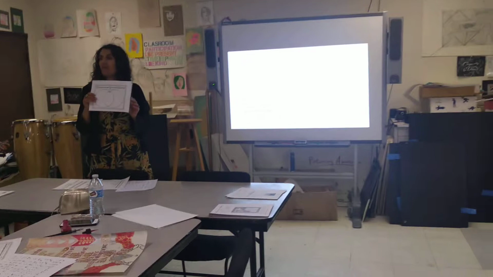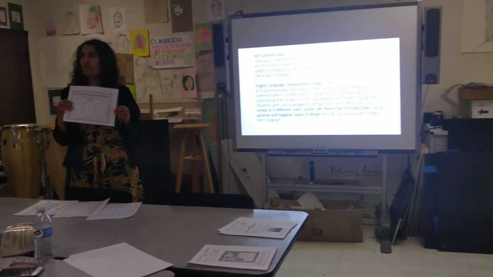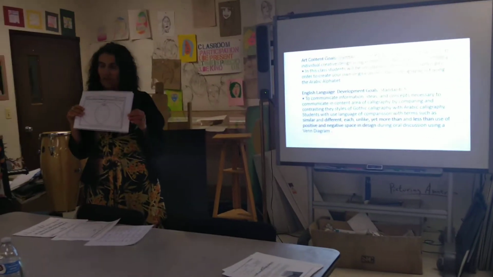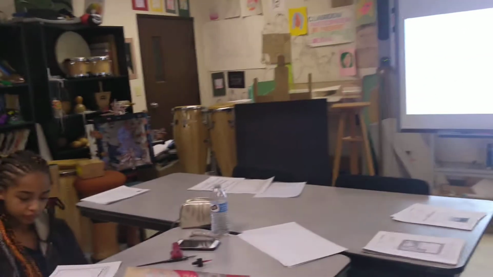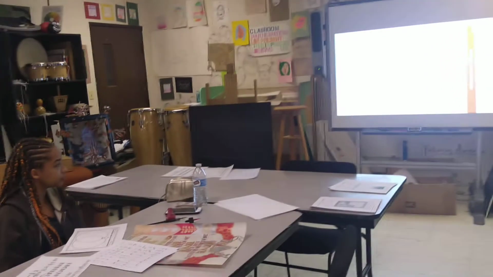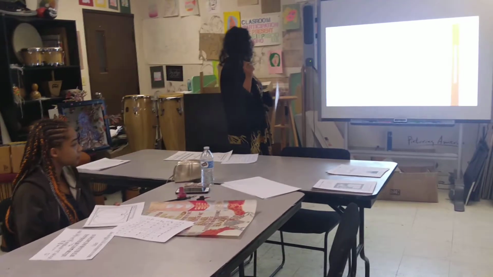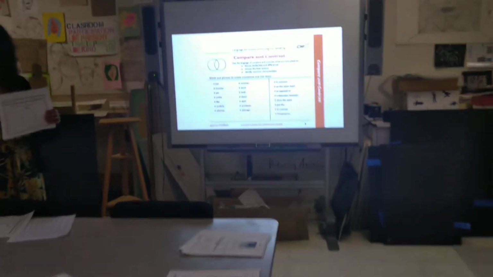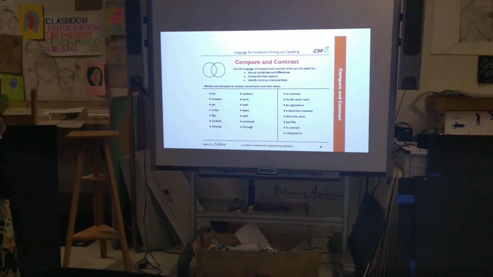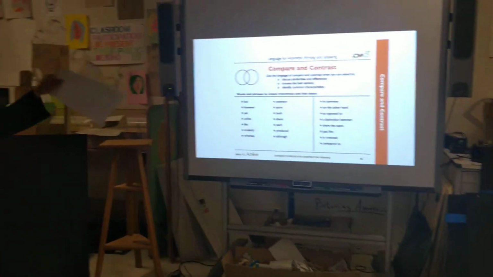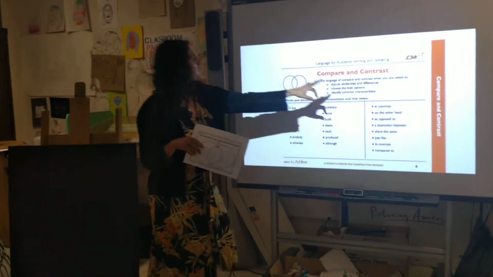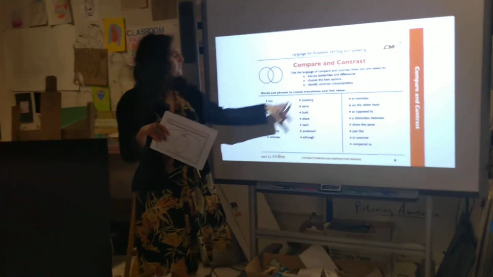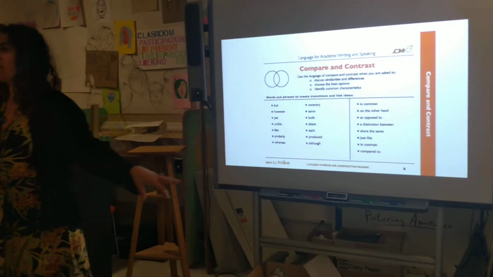Has anybody used a Venn diagram before? Yes. What is it used for? Comparing and contrasting. So we are going to be comparing and contrasting illuminated manuscripts, which you guys already know about and did a project on, with the Arabic calligraphy, Gothic calligraphy with Arabic calligraphy. This is the compare and contrast Venn diagram. And here are some of the vocabulary words we're going to be using to make those contrasts.